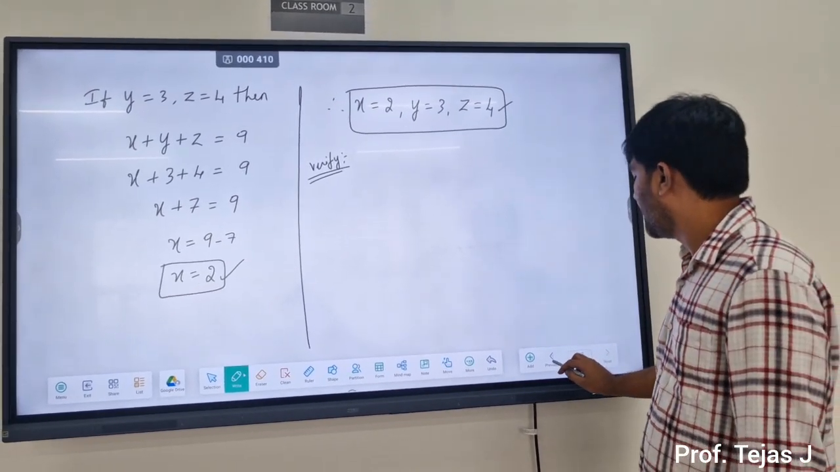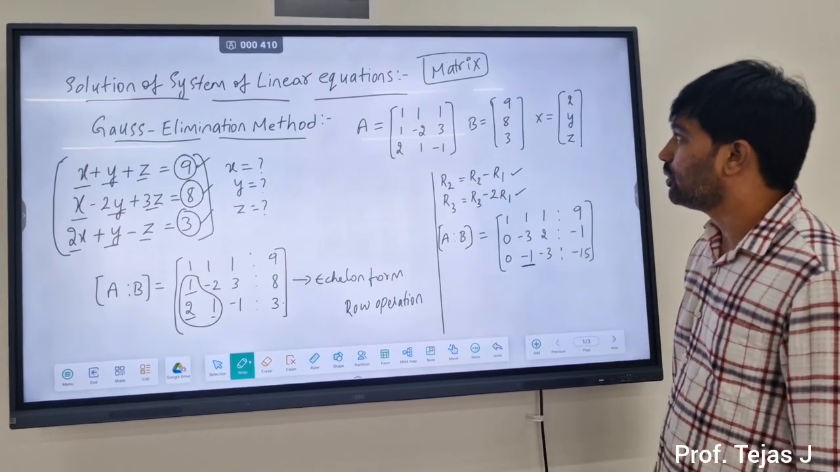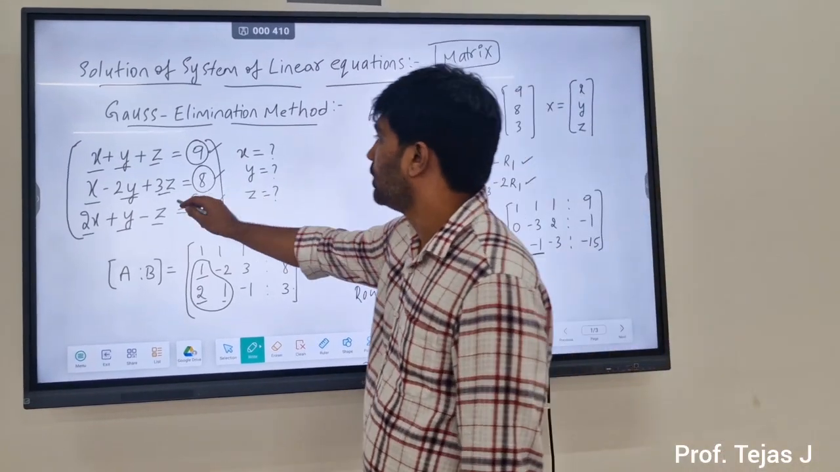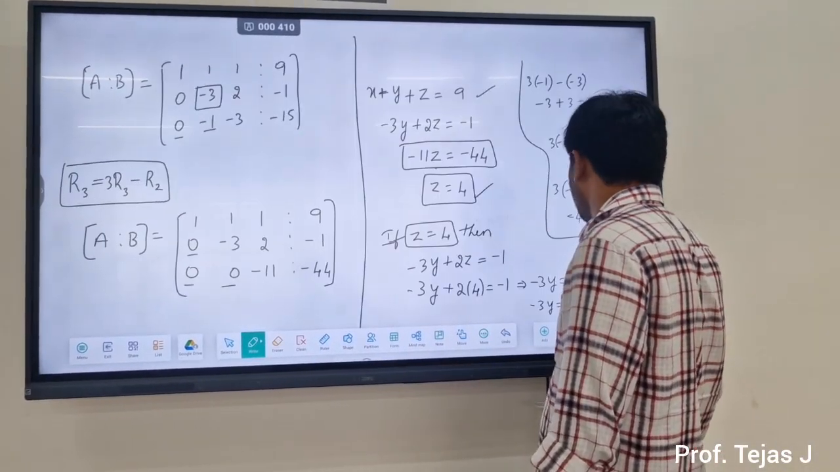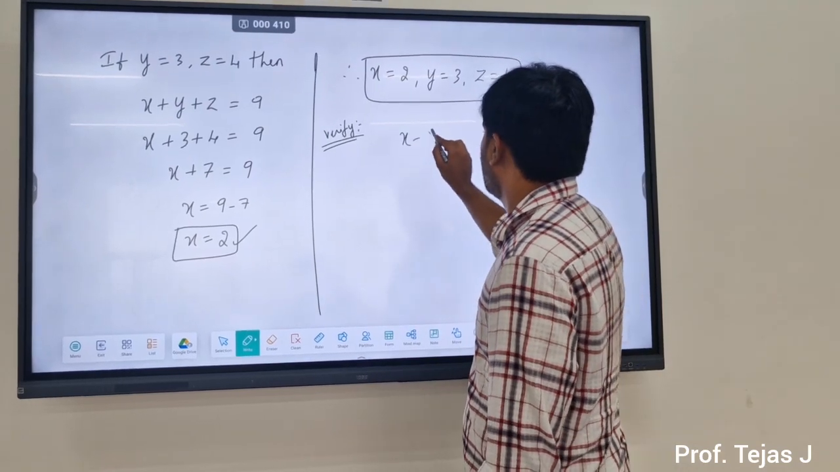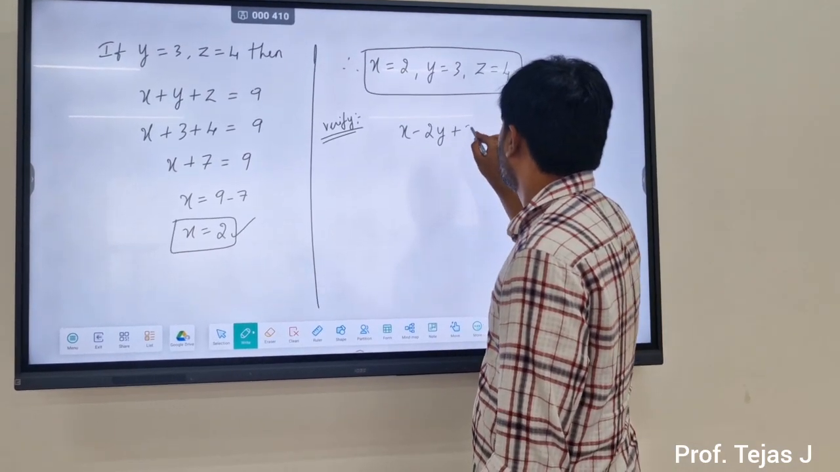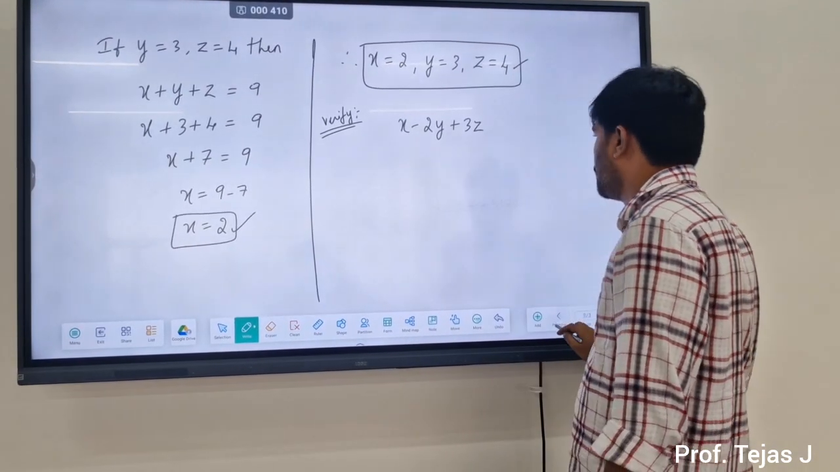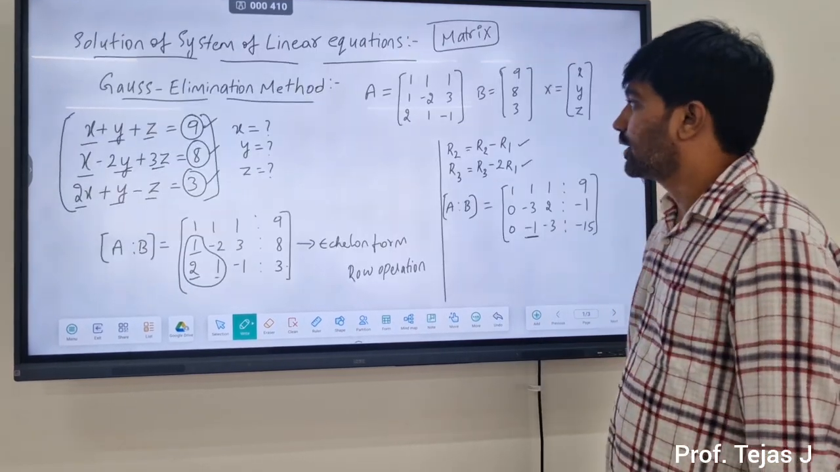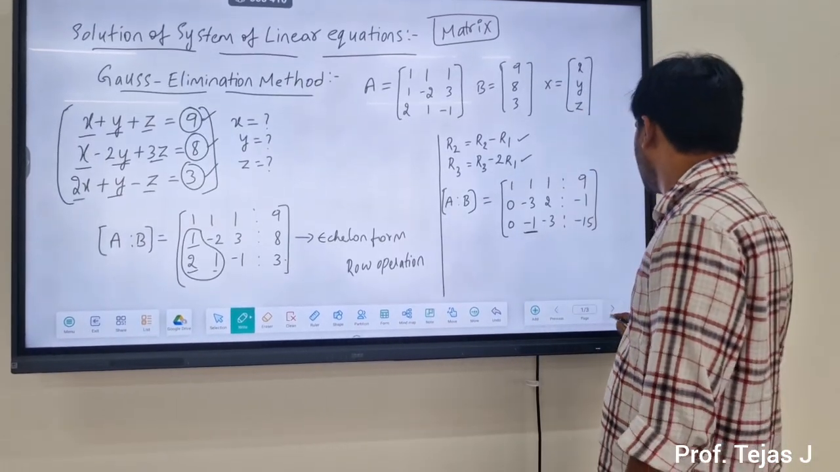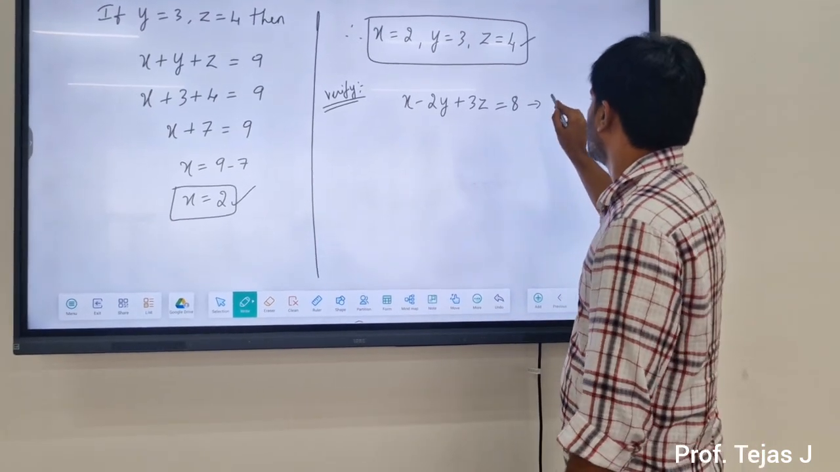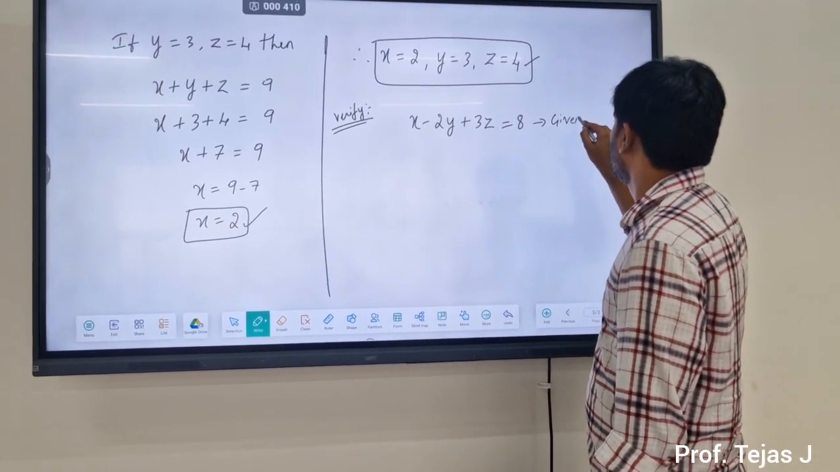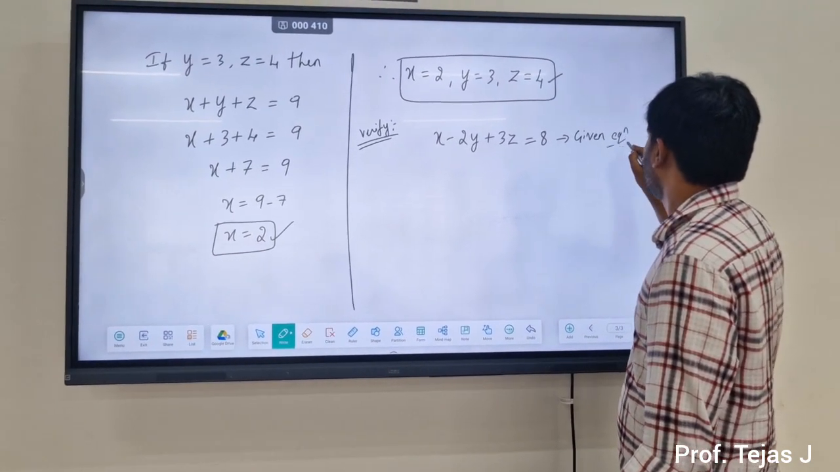Just take any one equation from the given question. So let's take the second equation here, x minus 2y plus 3z equal to 8. So this is the given equation from the question. It is a given equation, right?